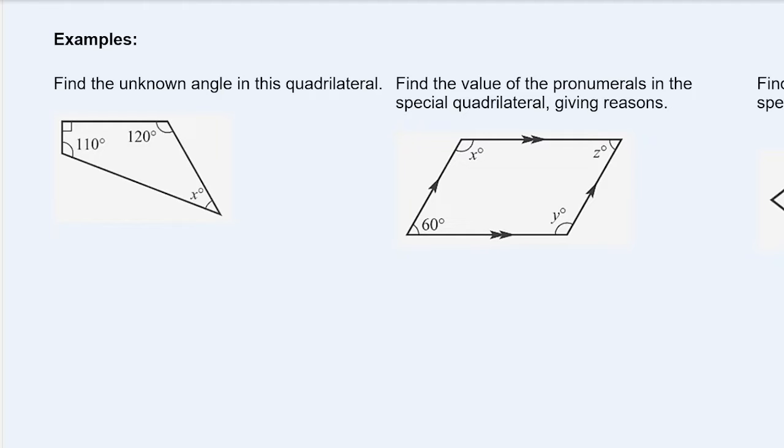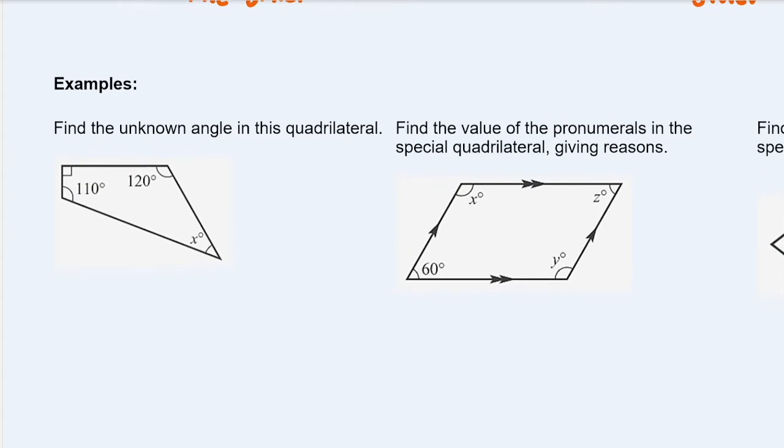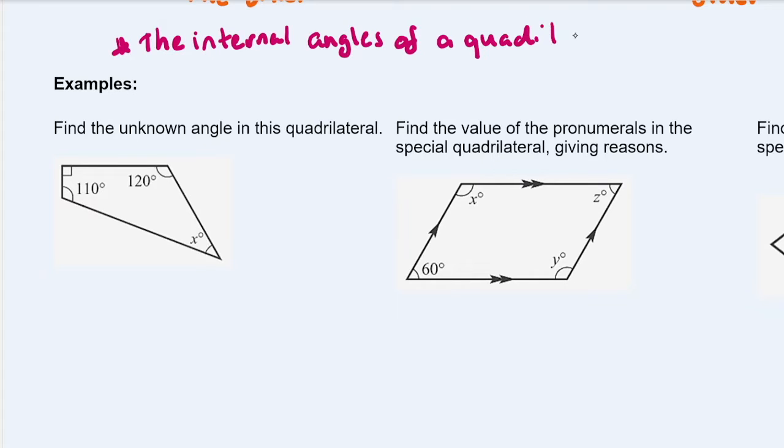So something to know about quadrilaterals that we didn't discuss before. The internal angles of a quadrilateral sum to 360 degrees. So all 4 of those angles must add to 360 degrees. And that goes for any quadrilateral. Doesn't matter what kind it is, they will add to 360 degrees.